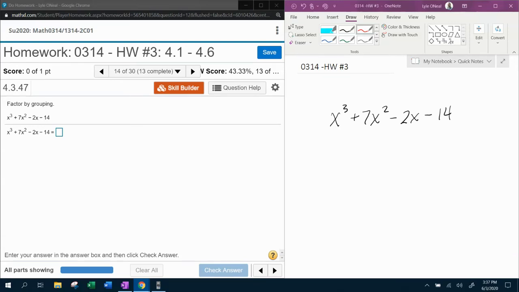All right, here we go. Question number 14 from our 0314 homework number 3 in MyLab Math, and the instructions say factor by grouping.